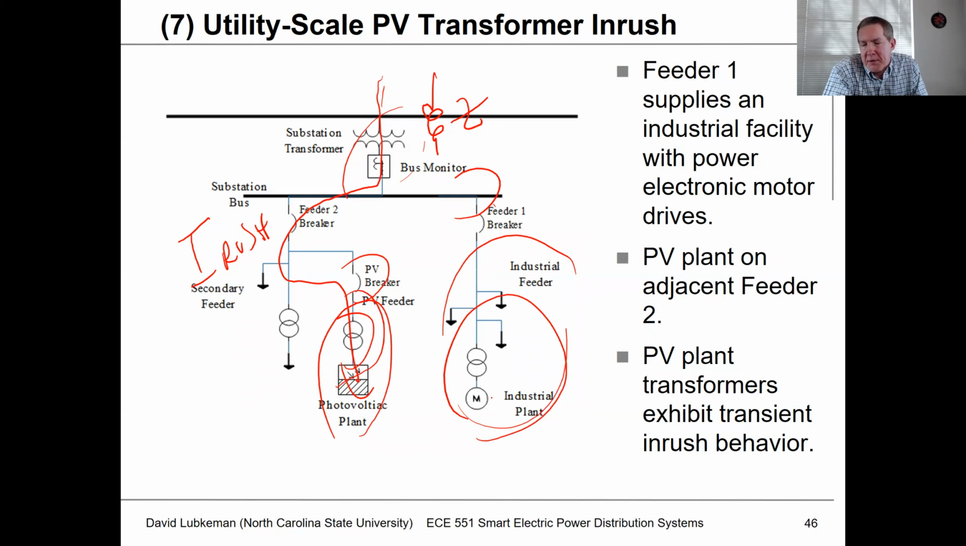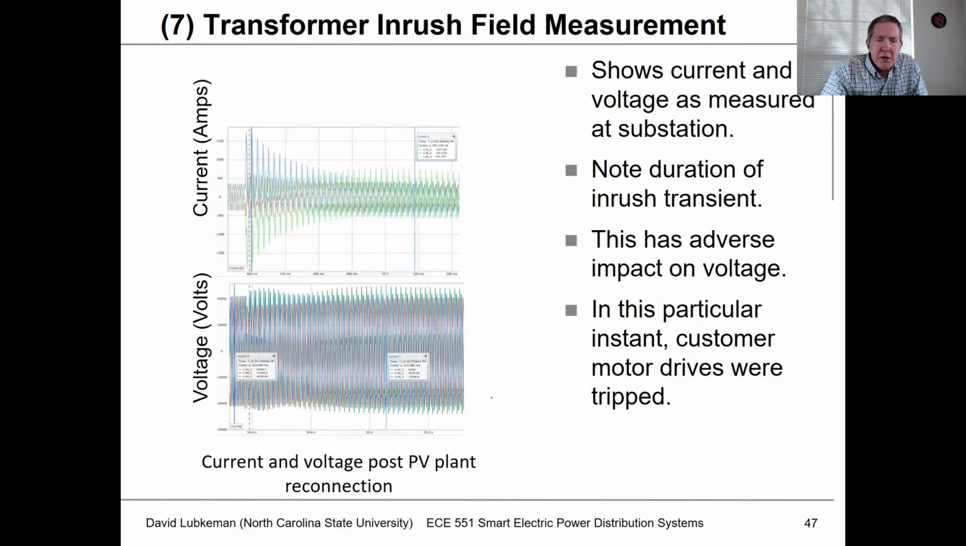which is then seen by the loads within this industrial plant. Here's a real field recording that shows, at the substation, when we close in a large PV installation, the inrush which occurs, and it's causing a dip in the phase associated with the large inrush magnitude. The power electronic motor drives at the industrial plant see this, and it can cause some confusion. It actually causes these to trip offline. When an industrial process starts to lose motor drives, it causes a lot of problems with their processes, which wreaks a lot of havoc in terms of expenses.